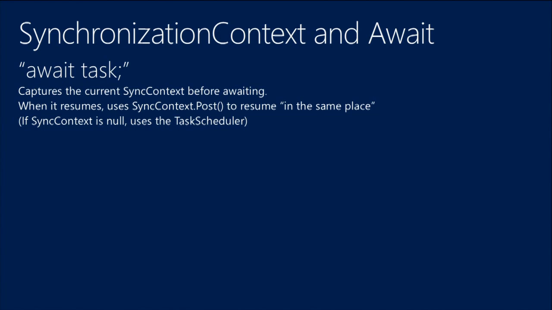What do I mean by that? Well, if you're writing a WinForms app, the current synchronization context is what's called WindowsFormsSynchronizationContext. And when you invoke .Post on that, what it's going to do is Control.BeginInvoke, because that's how WinForms manages to shift work onto the UI thread.